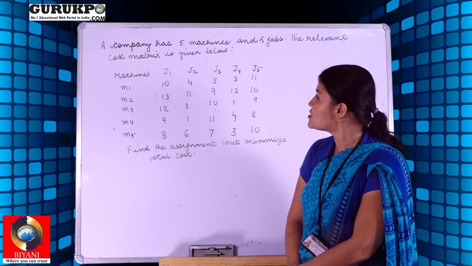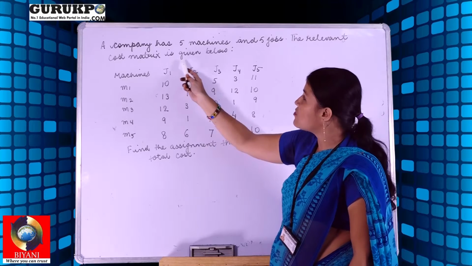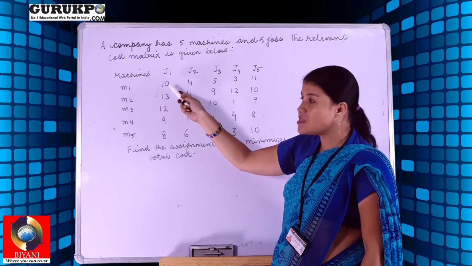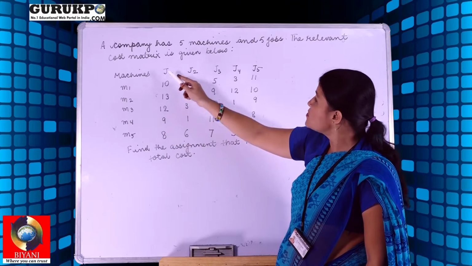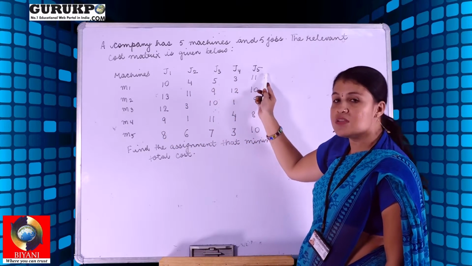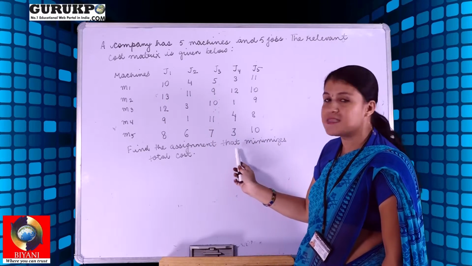The topic which I am going to discuss today is how to solve an assignment problem. The problem given to us is: our company has 5 machines and 5 jobs. The relevant cost matrix is given below. The matrix has machines M1, M2, M3, M4, M5 and the jobs are J1, J2, J3, J4, J5. We have to assign these machines to the jobs in order to minimize our cost.